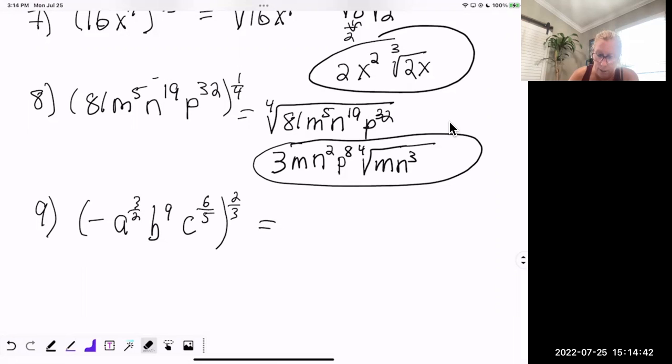So we have negative 1 to 2/3. I'm writing that for a reason because we have to think about, is it going to be negative or positive, right? A times A, the 3 halves times 2/3 is just 1. I don't have to write 1, but it's 6/6, which is 1. B, 9 times 2 is 18, divided by 3 is 6. And then C, I'm just multiplying denominators and numerators. 6 times 2 is 12, divided by 15.